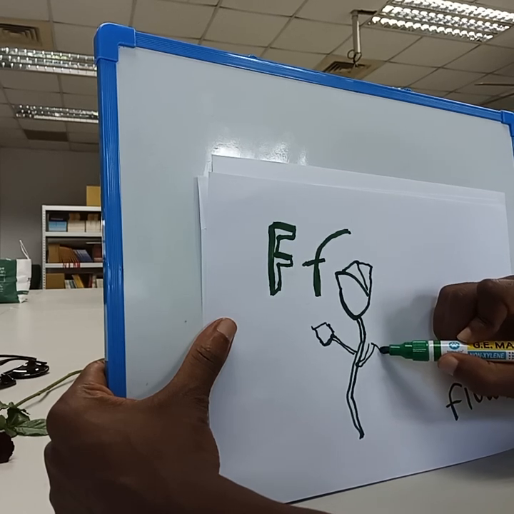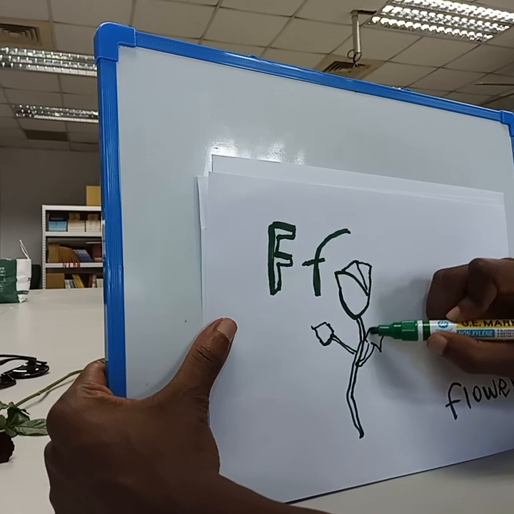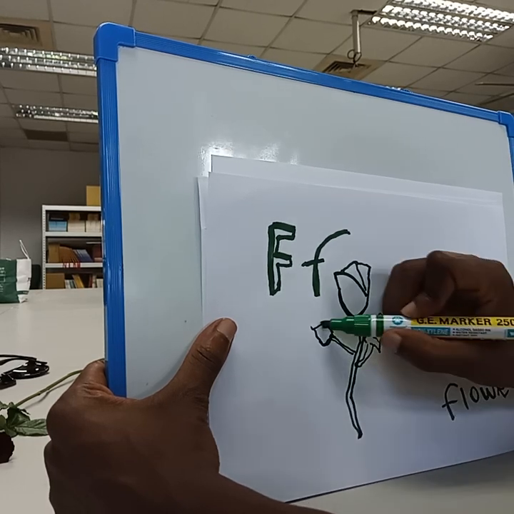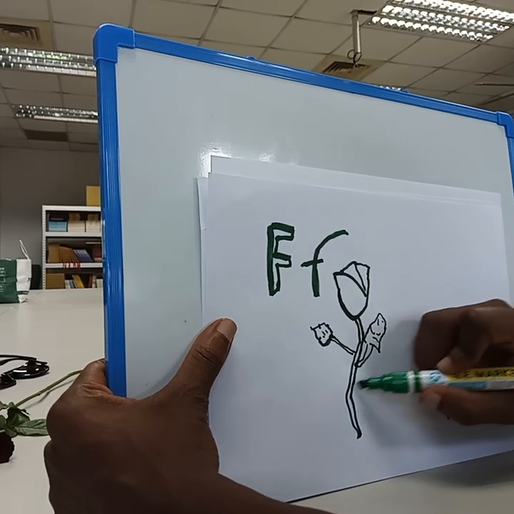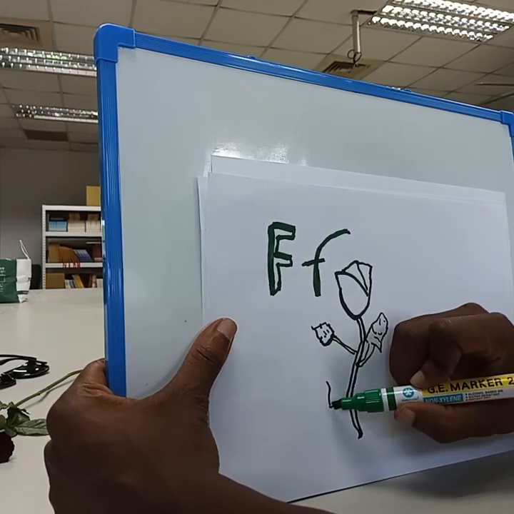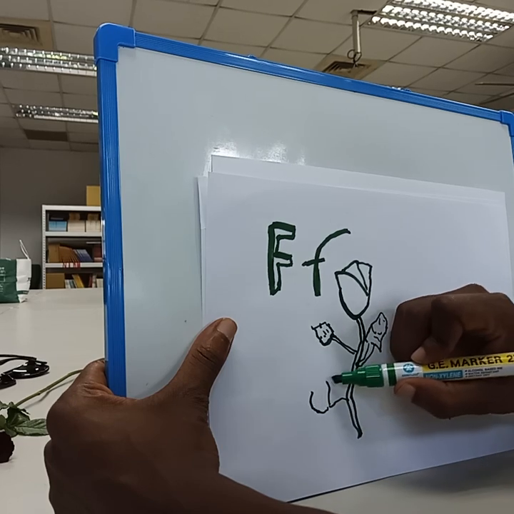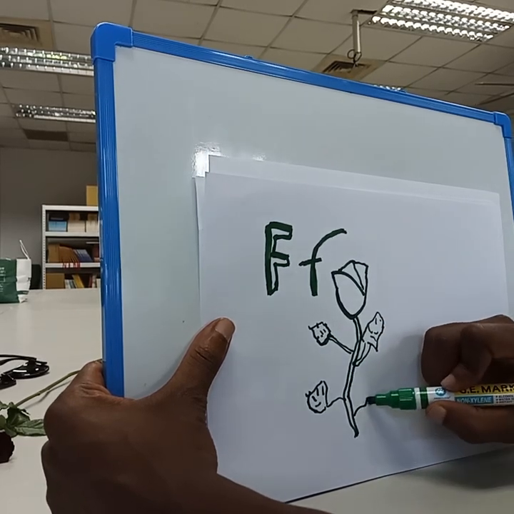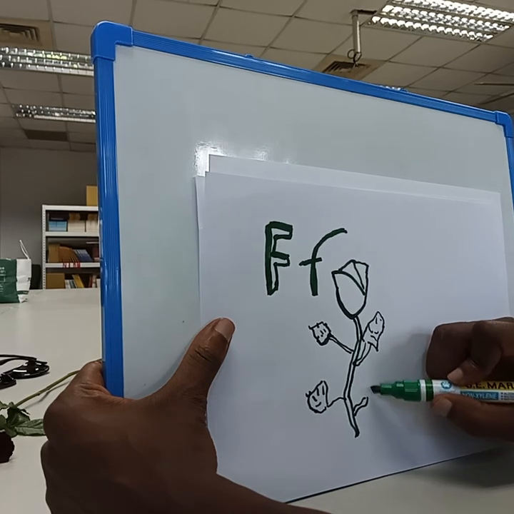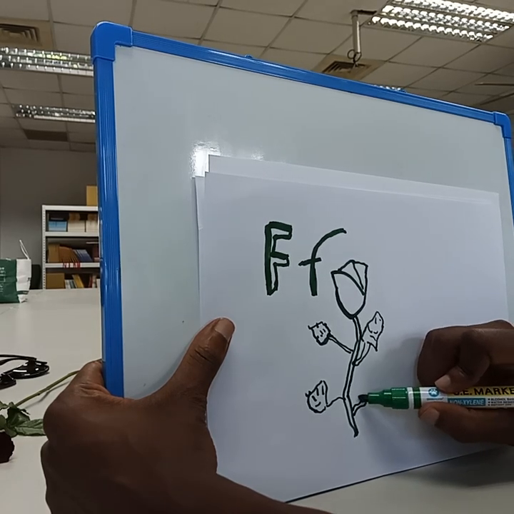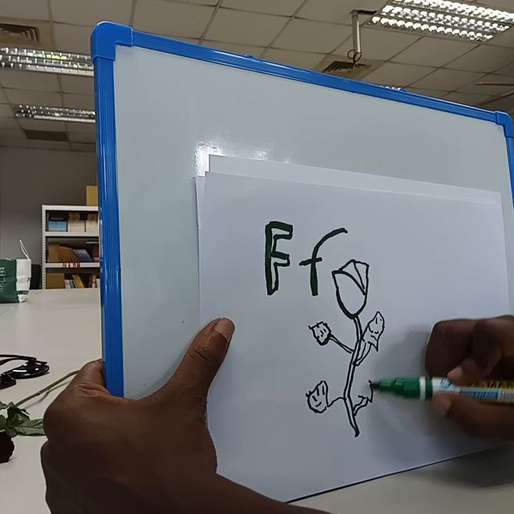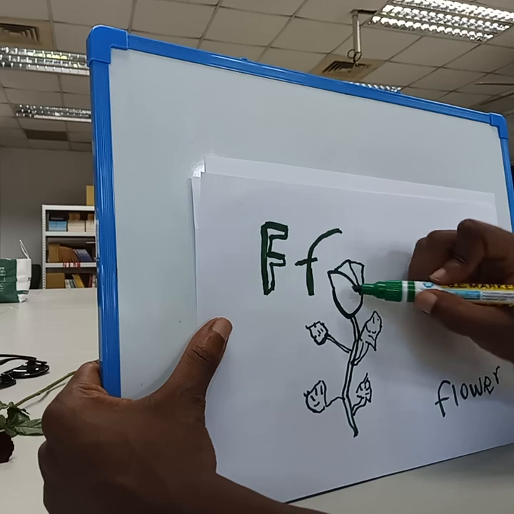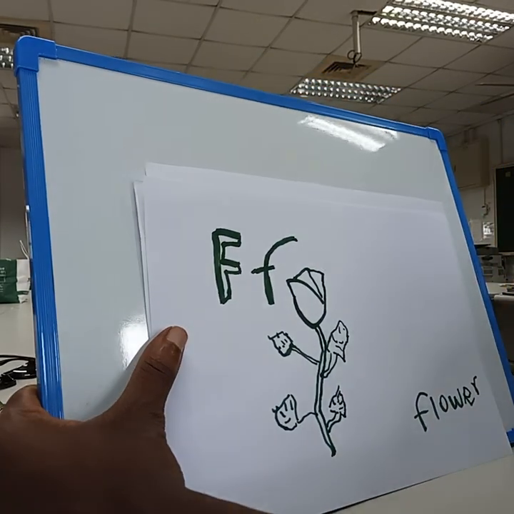Okay, we make the leaves. Oh, my leaves are not nice. Okay, we make the leaves. These are the leaves. This is the stem, and this is the flower or the petals of the flower.